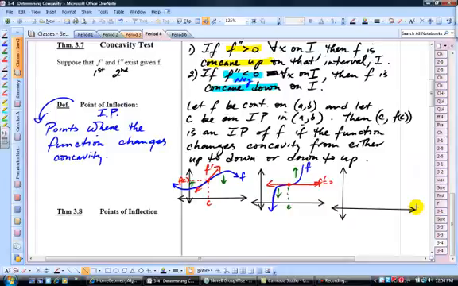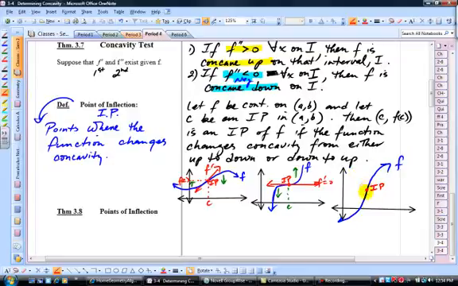So let me draw a situation like that, where you might have something that looks like this here, where that's F here, okay? And the tangent line, or the point of inflection, excuse me, the IP, point of inflection here. This is your IP here.